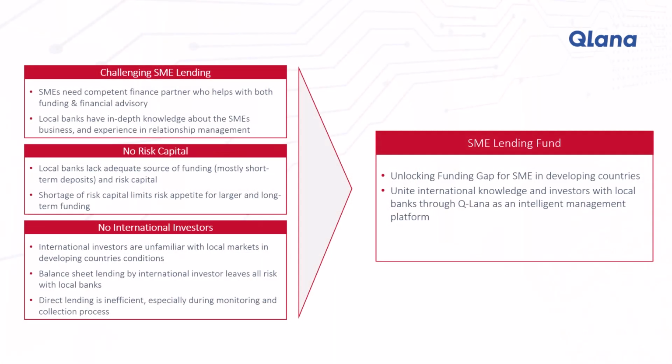SME lending is difficult. On the one side, SMEs need a competent financial partner who helps them with funding and financial advisory. And the local banks have this knowledge about SME business and experience in relationship management. But these local banks don't have the risk capital. They lack an adequate source of funding because they have mostly short-term deposits and they lack the risk capital. This shortage of risk capital limits the appetite for larger and long-term funding.